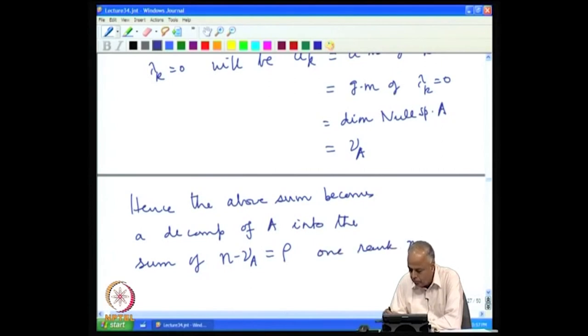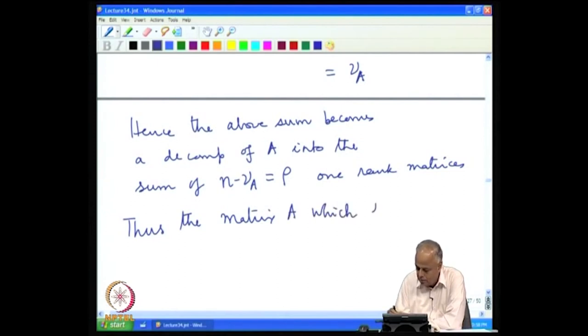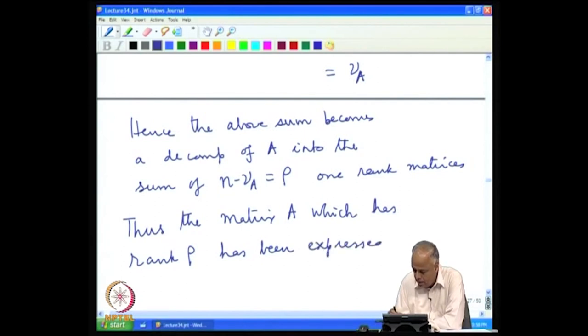Now each one is rank 1, because it is a rank 1 matrix multiplied by a non-zero constant. Now, the remaining eigenvalues are non-zero. So, all other terms are rank 1 matrices. So, thus we see that the matrix which has rank rho has been expressed as the sum of rho rank 1 matrices.